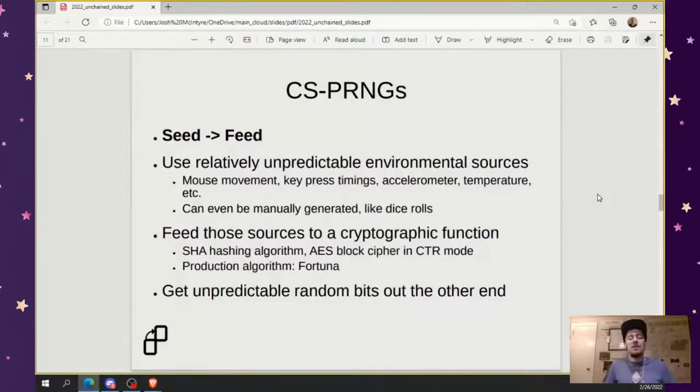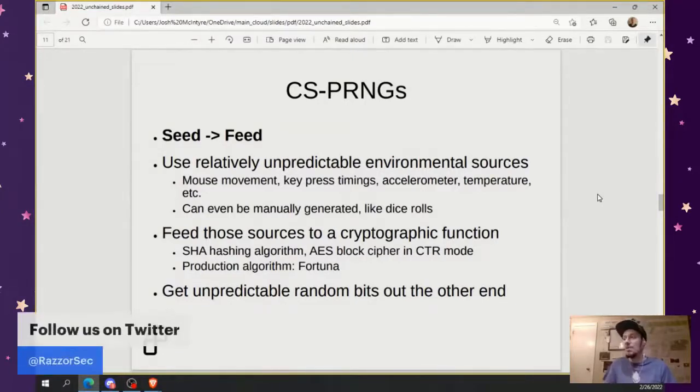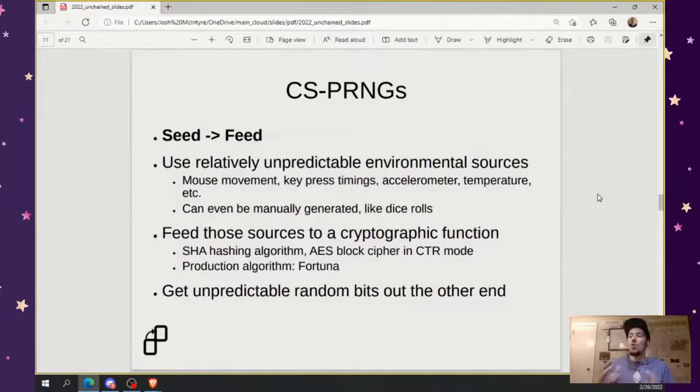And examples of things that could be used for this are things like the SHA hashing algorithm, or, as is often used from my understanding, things like an AES block cipher in counter mode or some other mode that works for this source. A production example of a CSPRNG is the Fortuna RNG, and that's something that's detailed in books like Practical Cryptography, other online sources that you can read about. And the important thing is that we always get unpredictable random bits out of these functions.